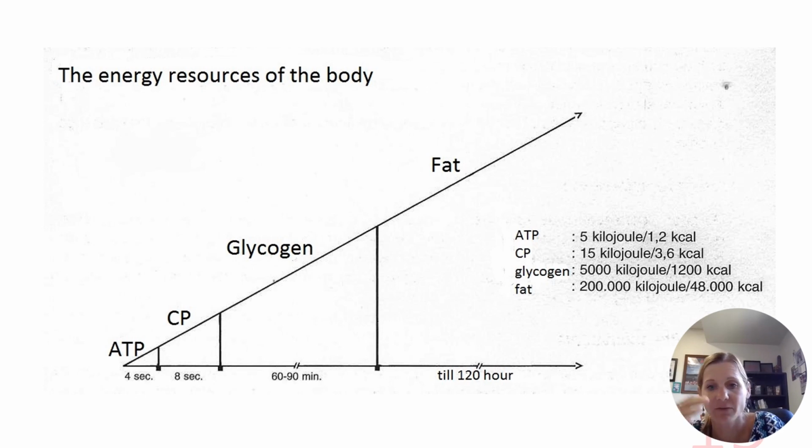Here you can see a longer duration type of exercise. So again, ATP, you've got like 4 seconds. Creatine phosphate, 10 to 12 seconds. Glycogen can get you through like 2 hours or so. So you have enough glycogen available to last you like 2 hours. And then fats are going to take over from that point on to really be a substantial provider for us at that point.